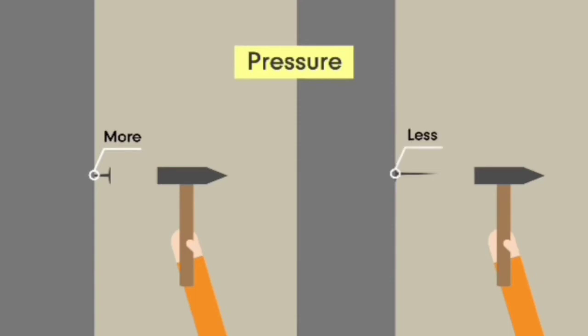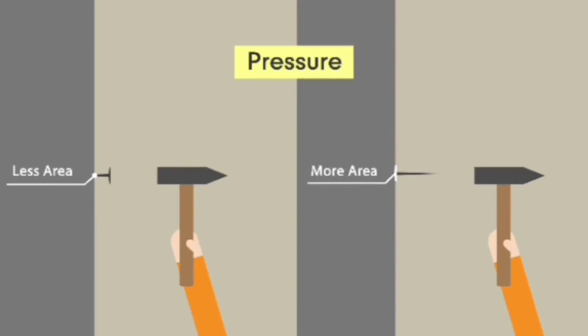But the question is why? First, notice that the area of the tip of the nail is very less as compared to the area of the flat surface. This tells us that the area of the surface on which the force is applied matters. We will discuss this in detail, but first let us define pressure.